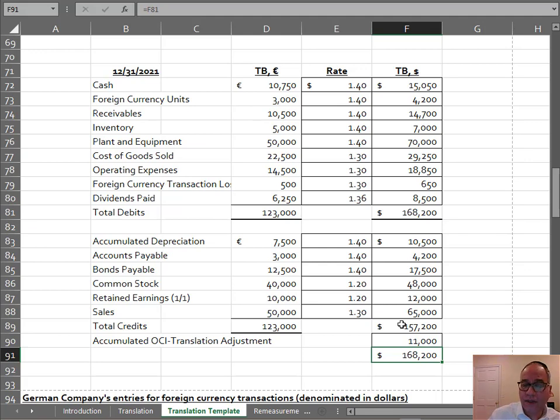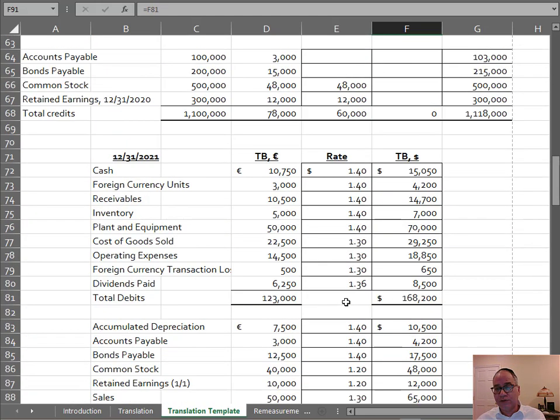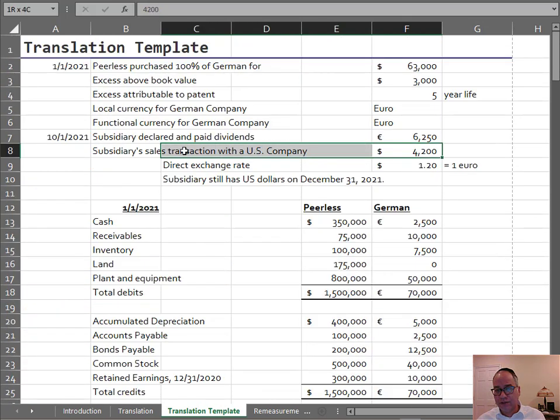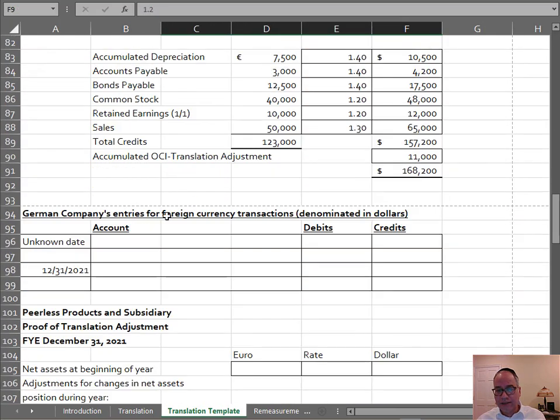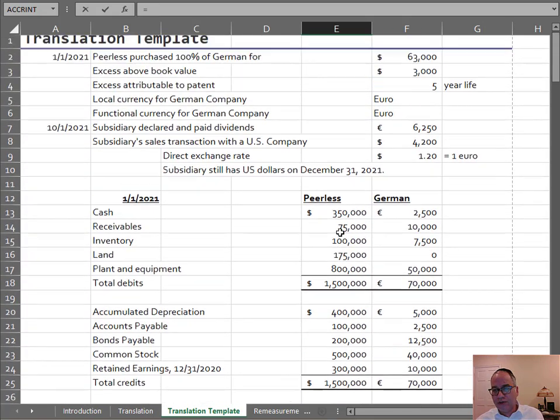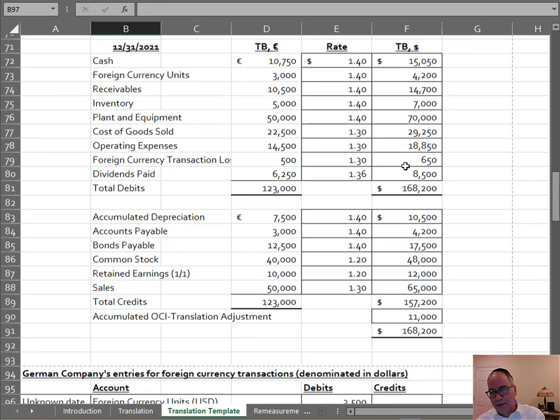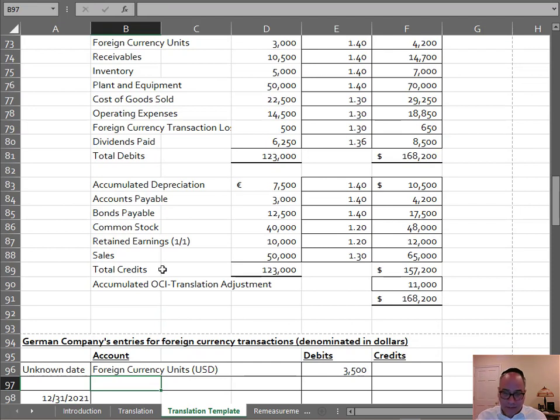Now let's go through some additional calculations that are important here. The first is, what did the German company do when it made this sale? It made a sale of $4,200 at the time when the exchange rate was $1.20. So when it made this sale, we don't know the date of the sale exactly, it would debit cash foreign currency units, right here, because their books are being kept in euros, and that would be $4,200 divided by the direct exchange rate of $1.20, or $3,500, and then record sales revenue.